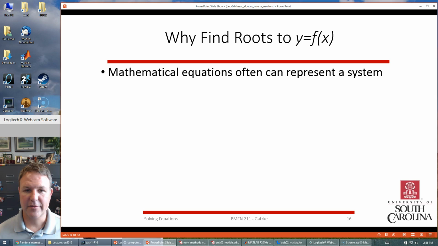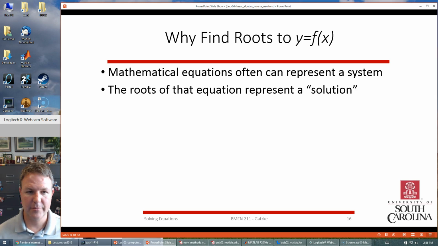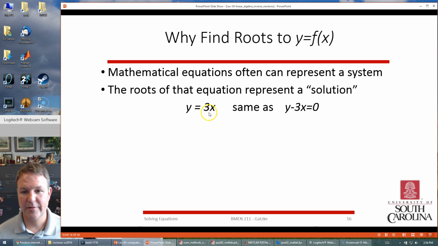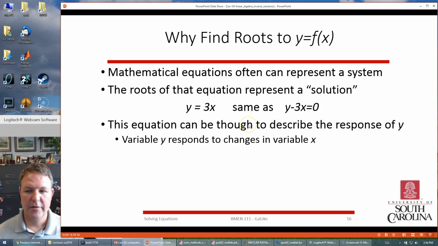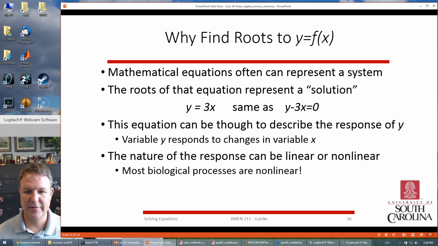Y equals f of x. So your mathematical equations can represent the system. And the roots of the equation are the solution: what values of x satisfy this equation. That gives you a solution. So like y equals 3x can be written in the form y minus 3x equals 0. So what's a root? Where does this value go to 0? So we can describe the response of y as it changes in terms of x.